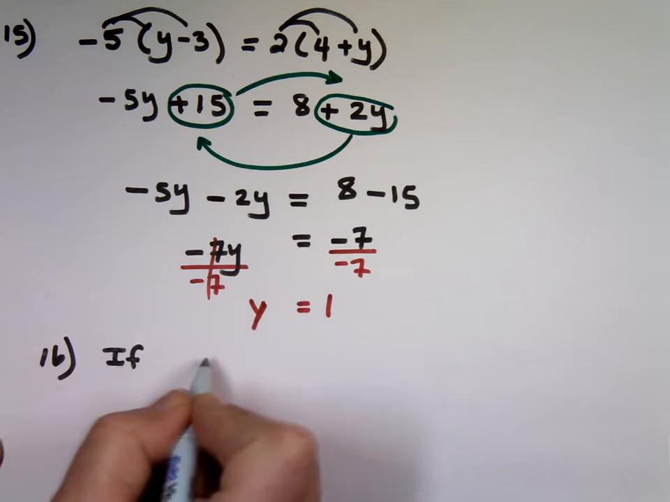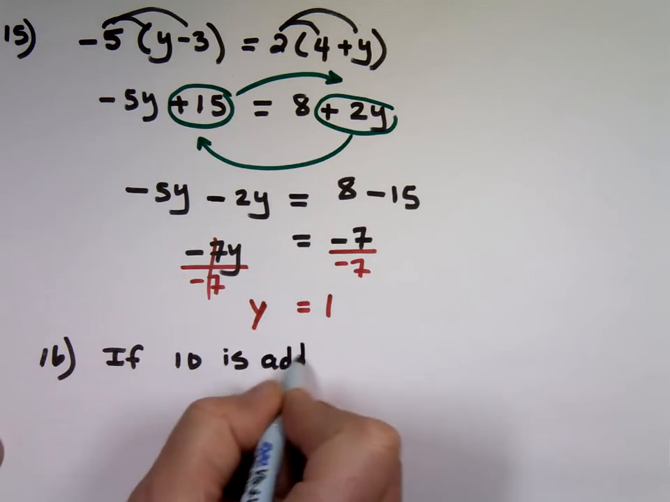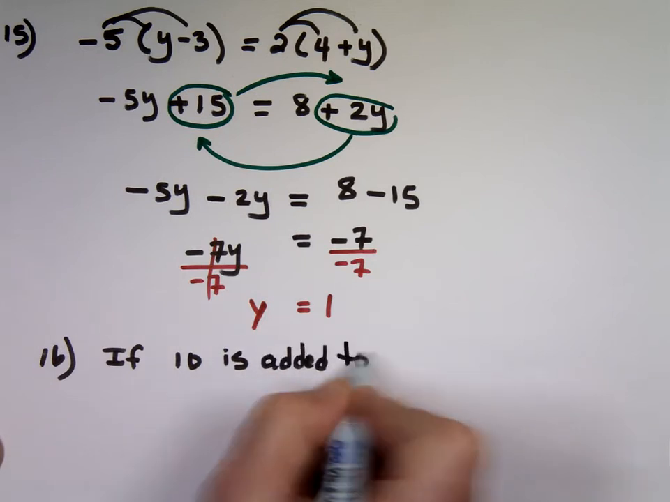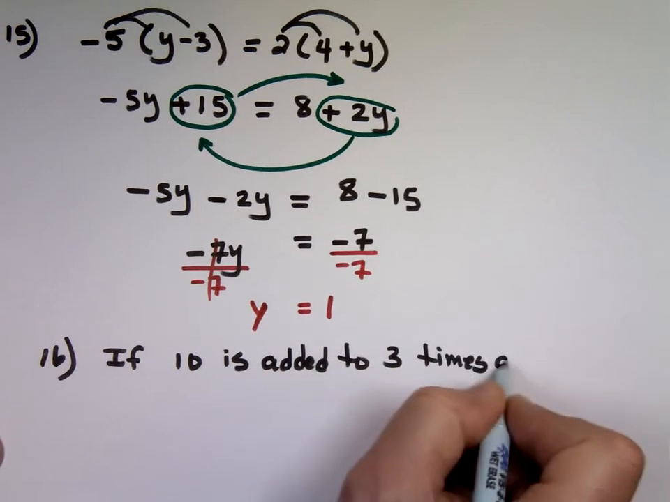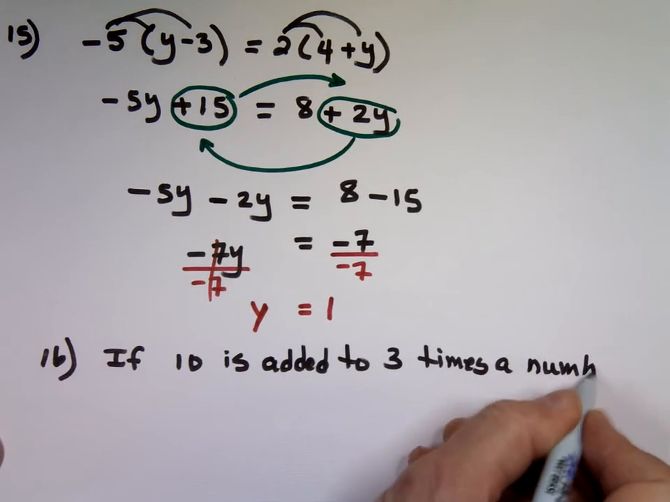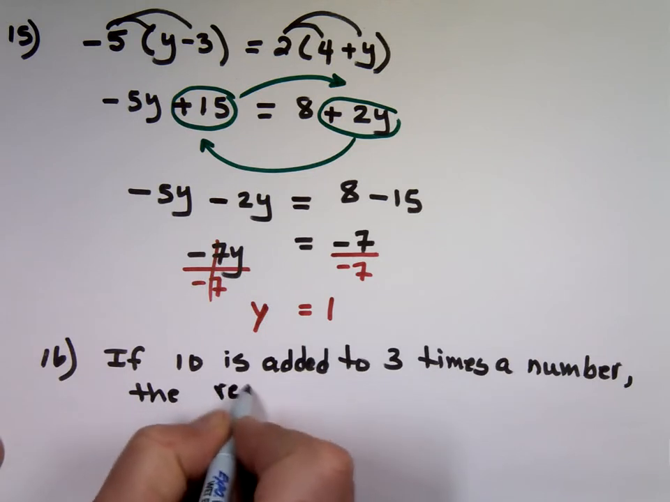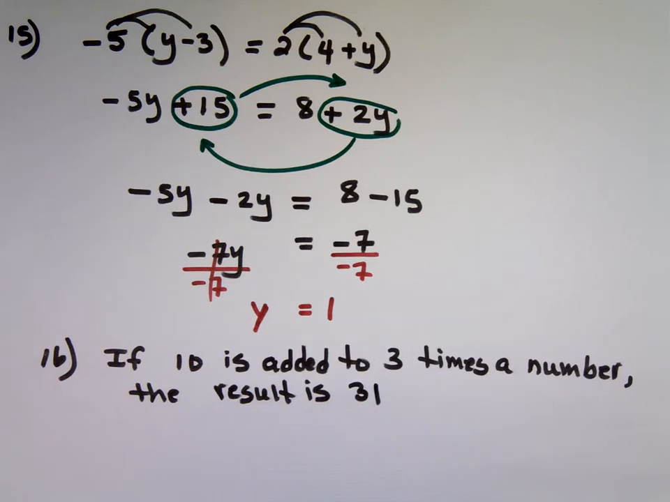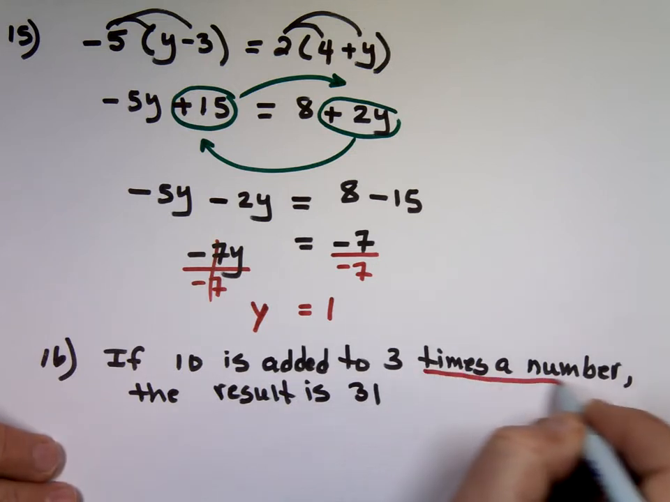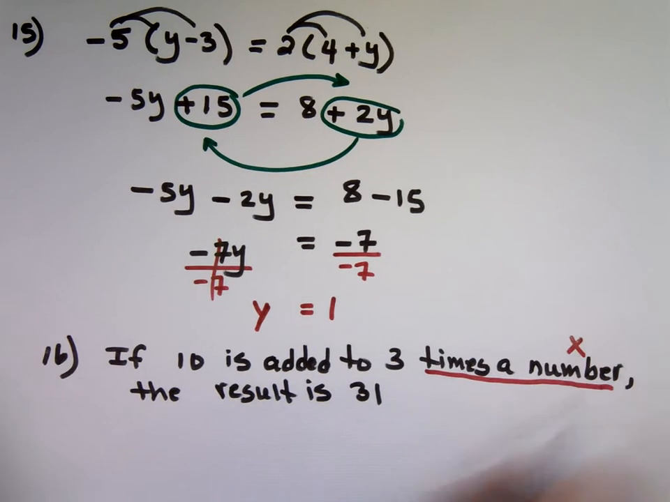If 10 is added to 3 times a number, the result is 31. That's what the problem says. Does anyone in this room know what the number is as of now? No. The number is x.